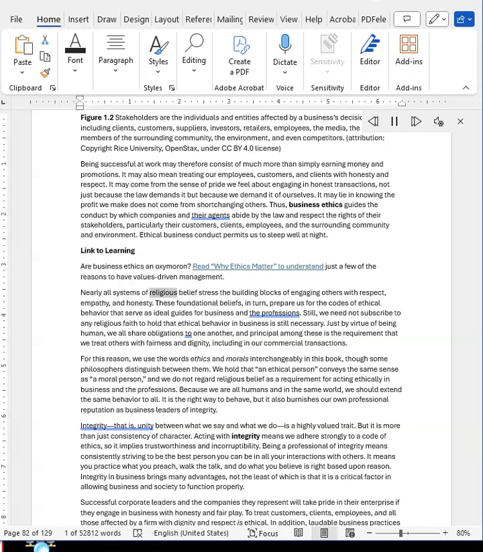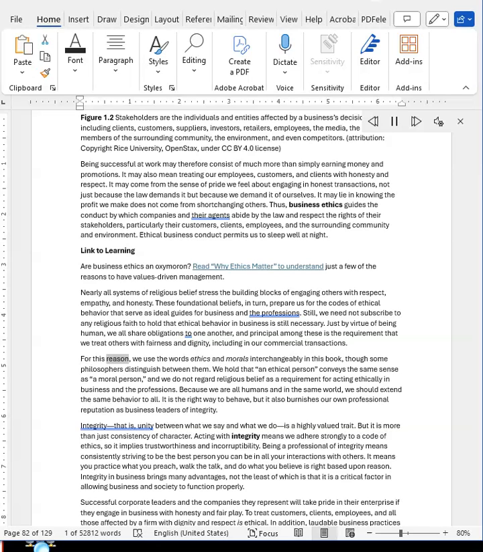Nearly all systems of religious belief stress the building blocks of engaging others with respect, empathy, and honesty. These foundational beliefs, in turn, prepare us for the codes of ethical behavior that serve as ideal guides for business and the professions. Still, we need not subscribe to any religious faith to hold that ethical behavior in business is still necessary. Just by virtue of being human, we all share obligations to one another, and principal among these is the requirement that we treat others with fairness and dignity, including in our commercial transactions.